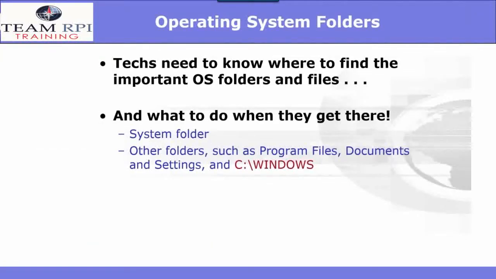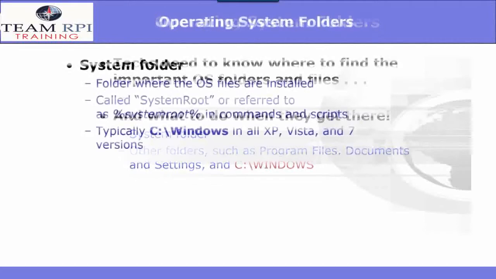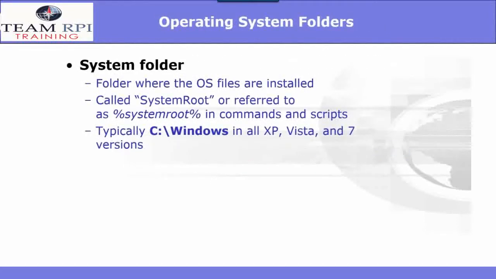Now, techs need to know where to find the important operating system folders and files, and, more importantly, what to do when you get there. Going into a system folder or other folders such as Program Files, Documents and Settings, and the ability to enter into the command line C:\Windows. In the system folder is where you're going to find the operating system files installed. This is called system root. In most typical installs of Windows XP, Vista, and 7, you'll find this in C:\Windows.